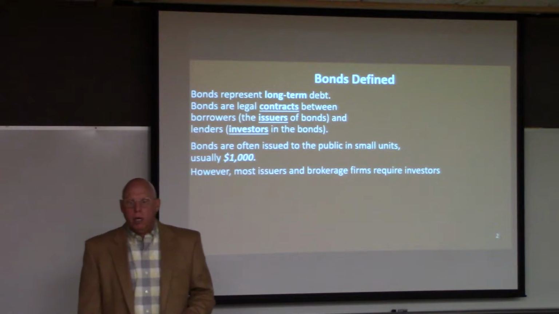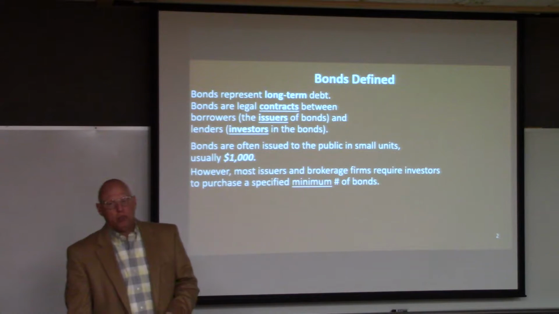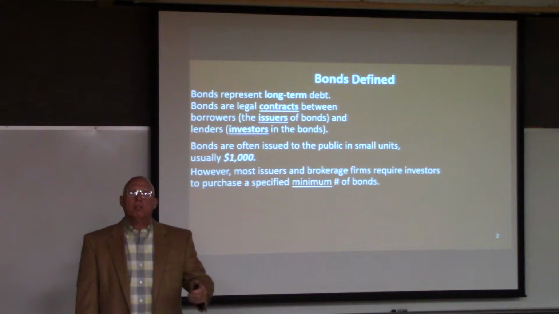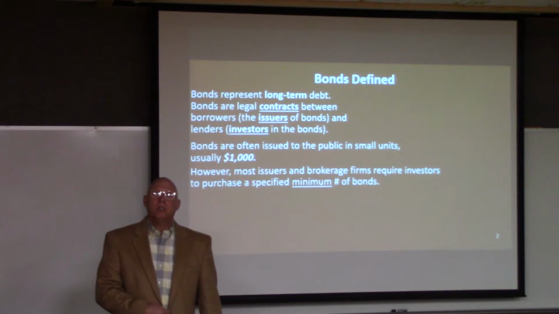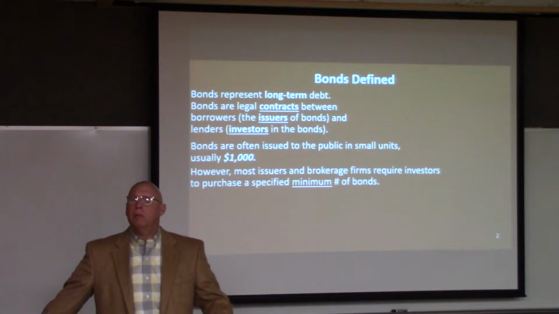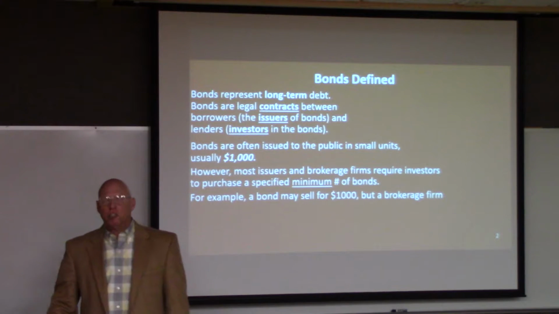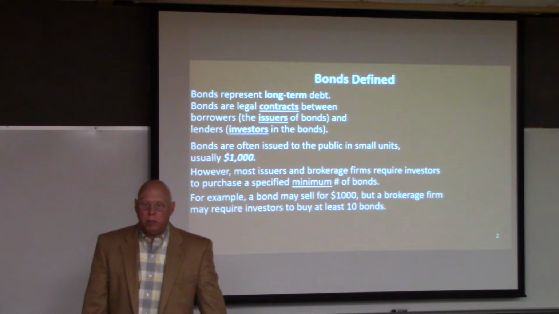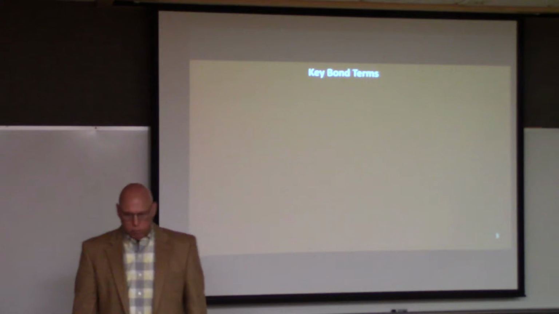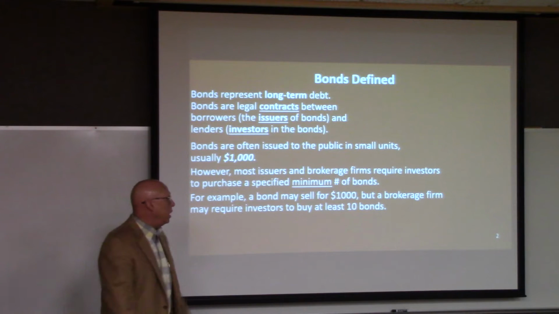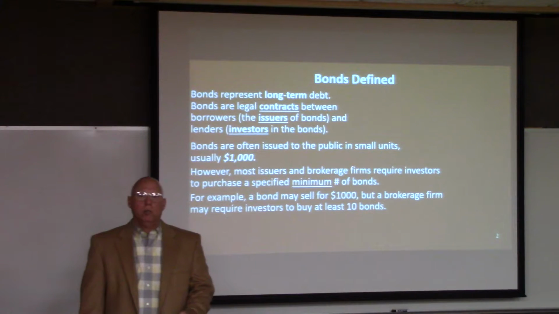However, most issuers and brokerage firms require investors to purchase a specified minimum number of bonds. So even though bonds are issued in units of $1,000, you often cannot buy one bond. The brokerage firm that you buy the bonds from will require you to buy a certain minimum, like 5 or 10 or 15 bonds. So you have to check on that if you're an investor. What is the minimum purchase that I can make? Brokerage firms may require investors to buy at least 10 bonds, so that is something for you to check on.